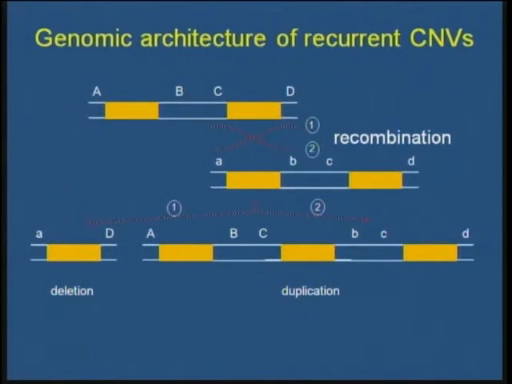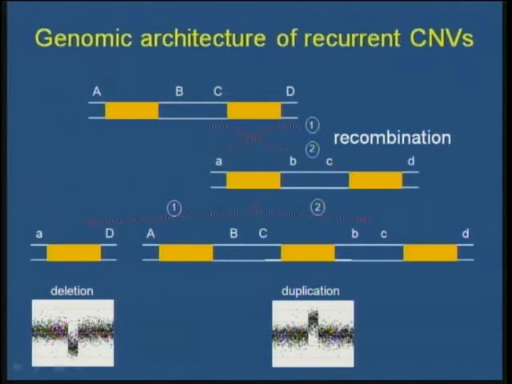You can also have a reciprocal duplication where the recombination starts at C and goes to B, and you end up with A, BC, BC, and D. So 2 copies of the BC fragment, resulting in a duplication. When we look at an array CGH or a SNP platform, this is what that data will look like: a decrease in intensity of probes or BACs, indicating a deletion, and an increase in intensity of probes or SNPs, indicating a duplication.